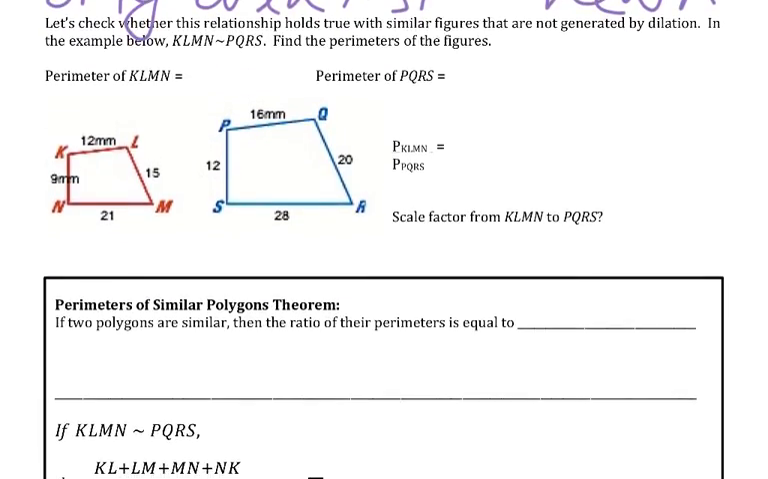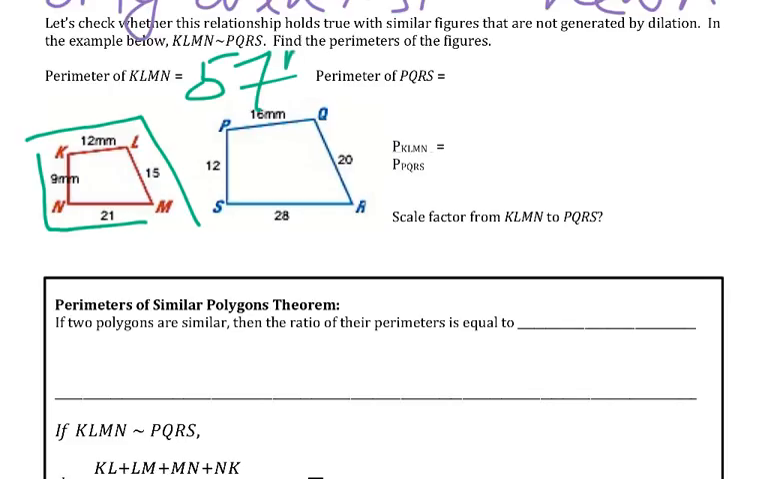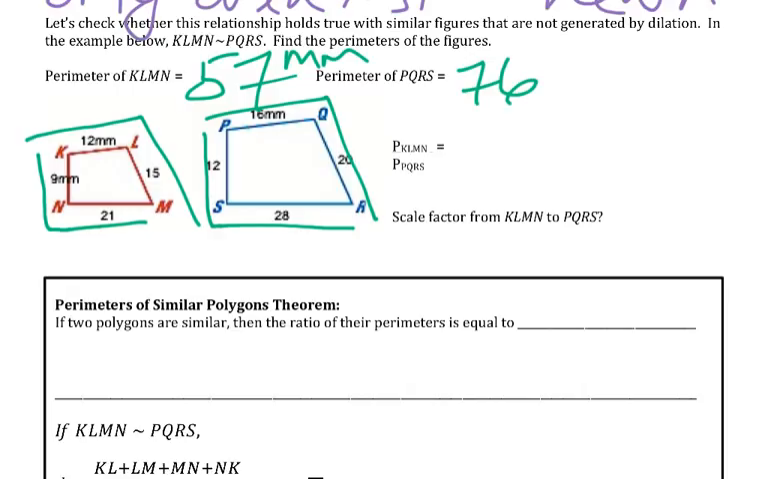So here are two shapes that are similar. We have KLMN and PQRS. We're going to find the perimeter of each and then compare them. So for KLMN, we have 21 plus 9, which is 30, plus 12, 42, plus 15. That's 57 millimeters. Let's look at the perimeter of PQRS. We have 28 and 12, which gives us 40, then 56, and 76. All right. So we have 57 over 76 as our ratio of the perimeters.